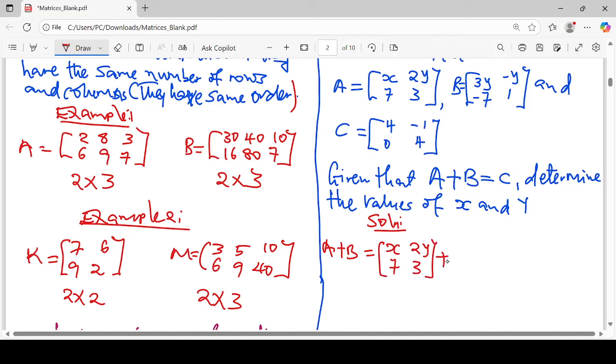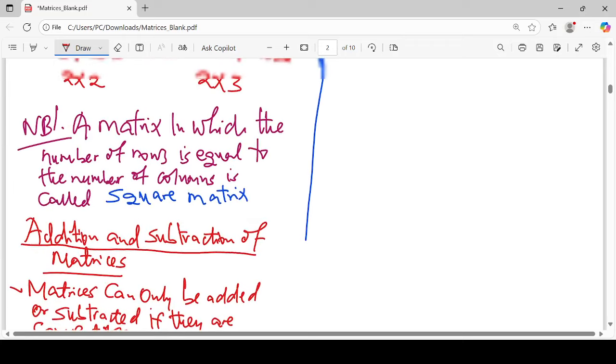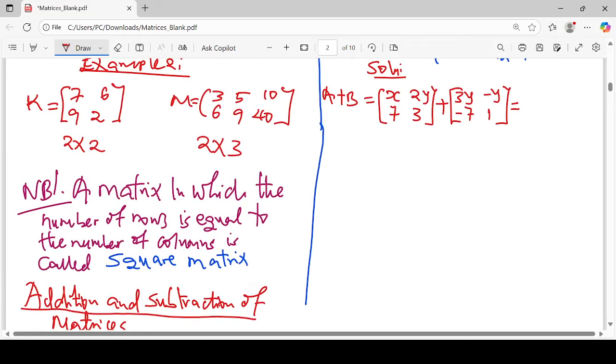Then I add it to matrix B, whose elements are 3y, -7, -y, 1. What are you going to get? Now, allow me to write down here because of space. We are going to get, we add elements in the same position.